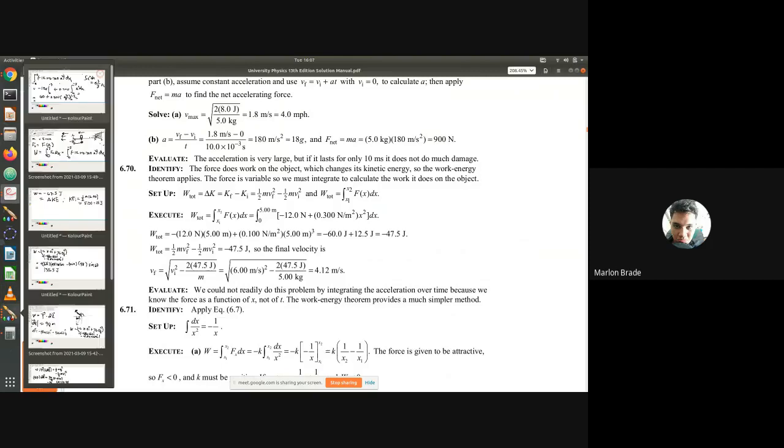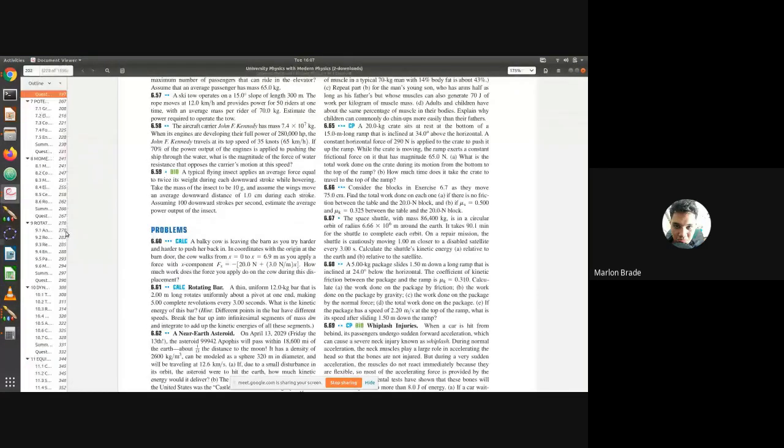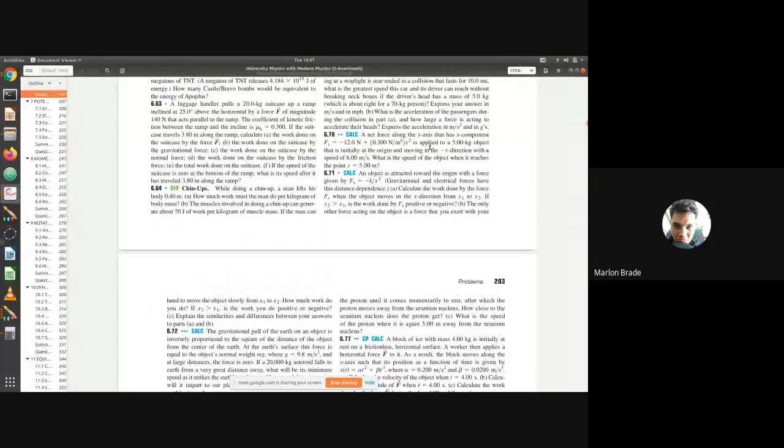What the problem says is that it moves, initially at the origin and moving in the negative x direction. How come it reaches x equals 5, if it is moving in the negative x direction?